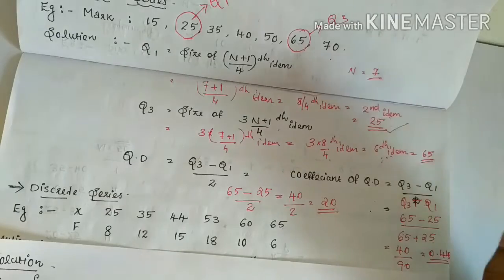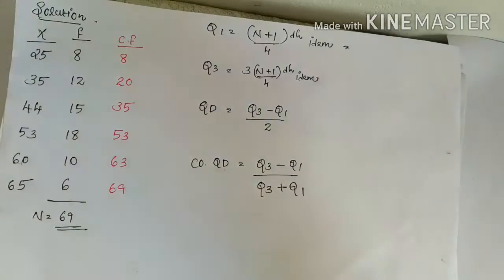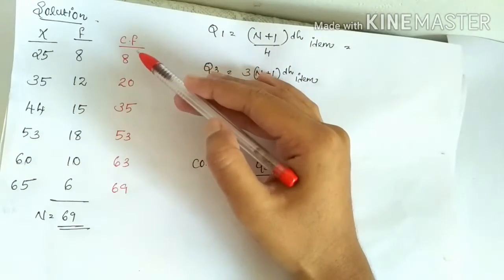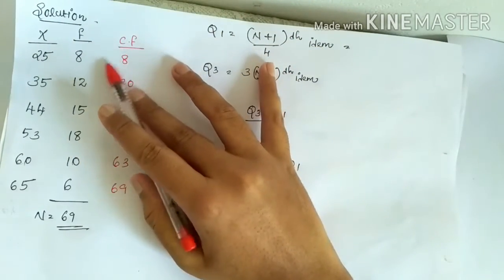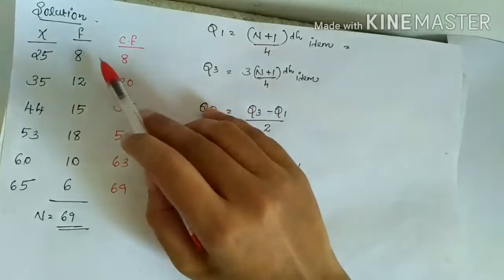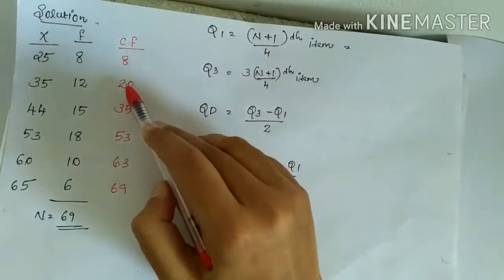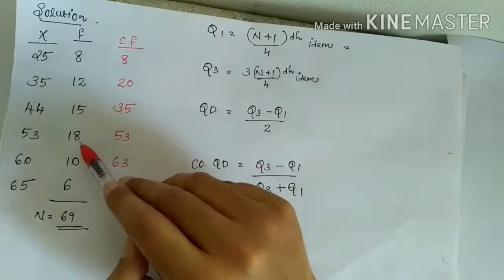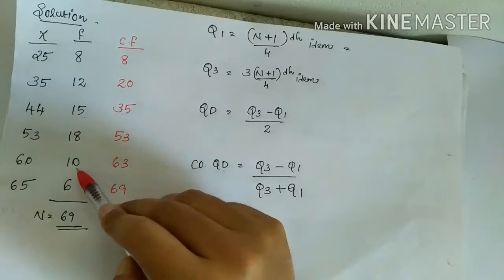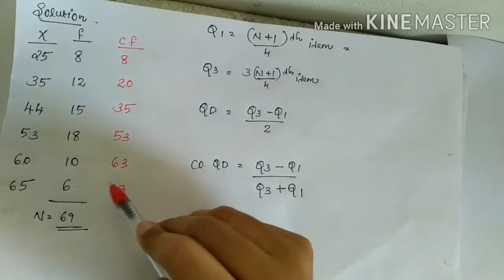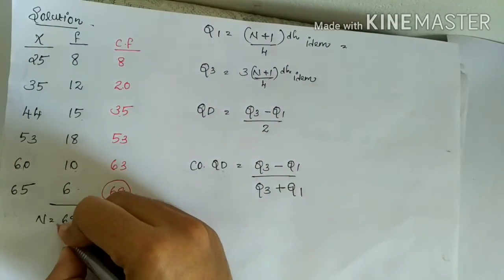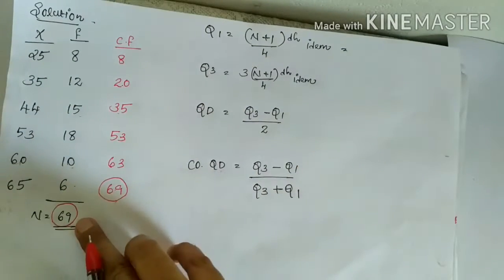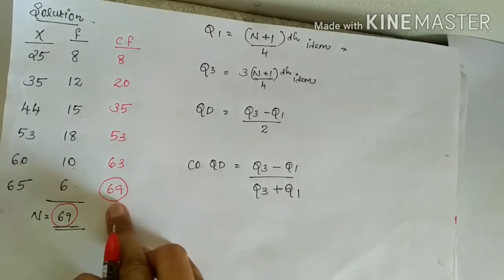The first procedure is to find the values of Q1 and Q3. For that, you have to calculate the cumulative frequencies of the data. The cumulative frequency of the first item is 8. The second is 8 plus 12, that is 20. Next, 20 plus 15 is 35. 35 plus 18 is 53. 53 plus 10 is 63. 63 plus 6 is 69. The cumulative frequency of the last item and the total of the frequencies are always the same. Here n, the total of the frequencies, is 69.